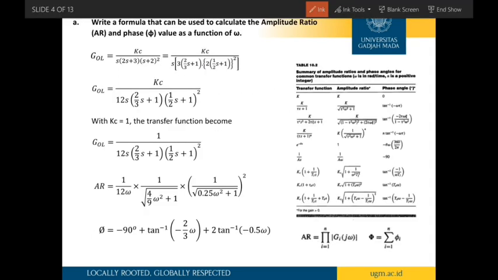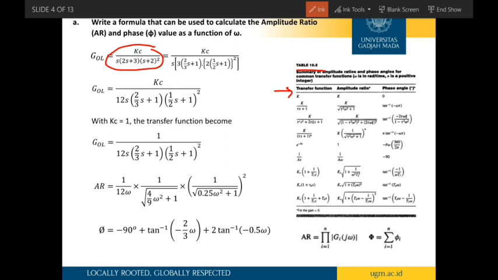For number A, write a formula that can be used to calculate the amplitude ratio and phase value as a function of omega. First, look at the open loop equation given: Kc over S times (2S plus 3) times (S plus 2) squared. When we look at table 10.2, the summary of common transfer functions, we should make this transfer function look like the ones in the table.